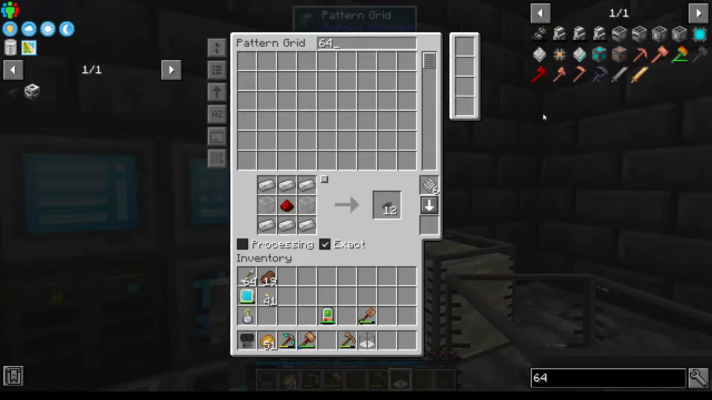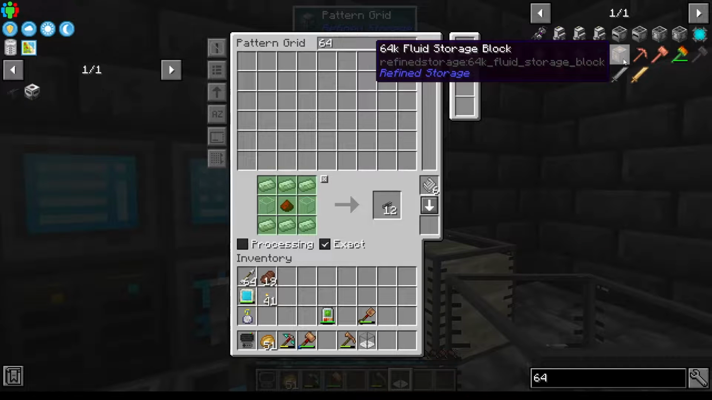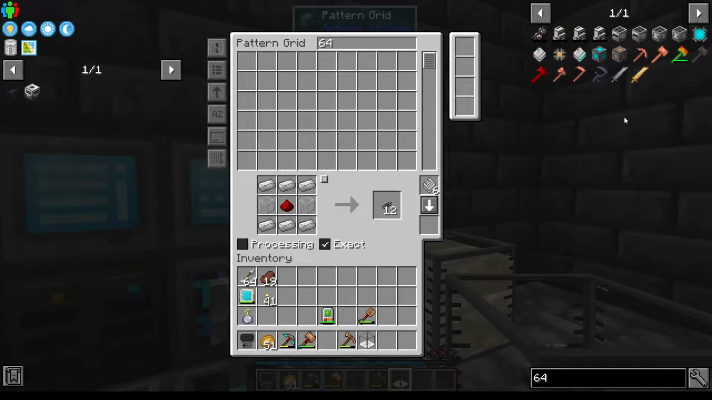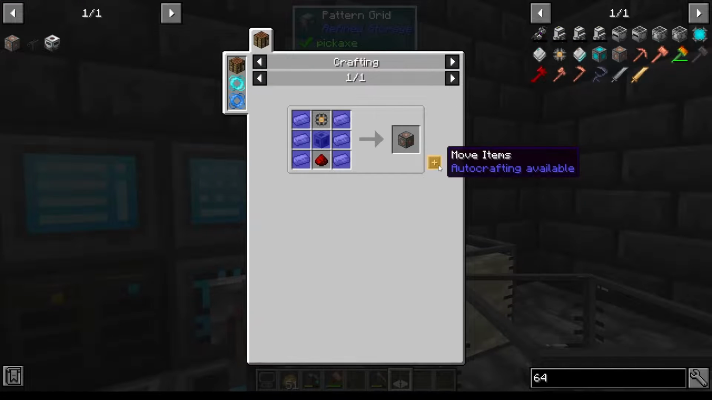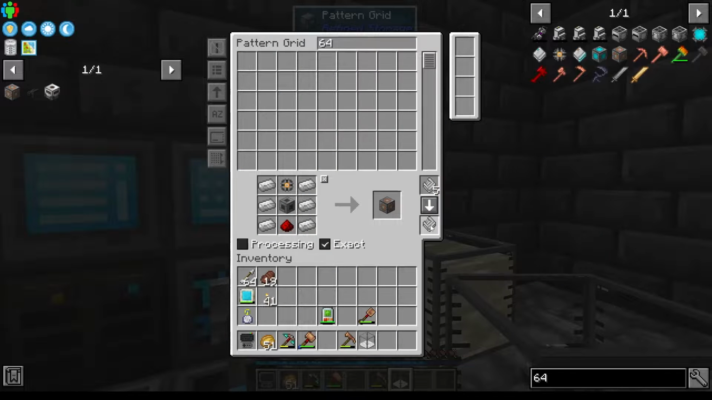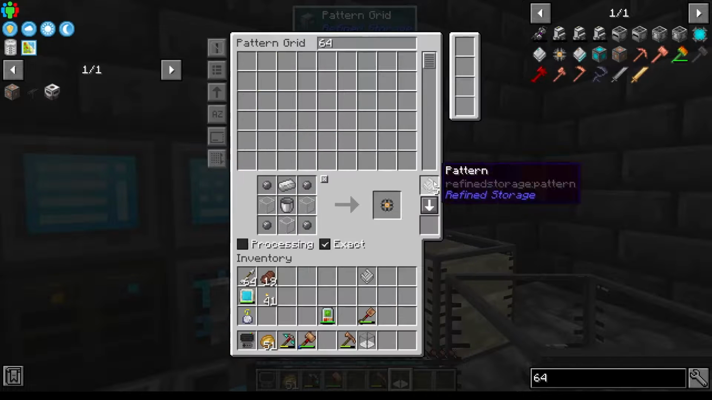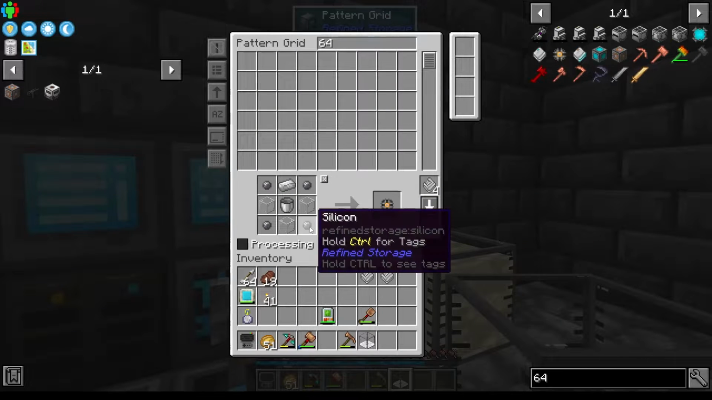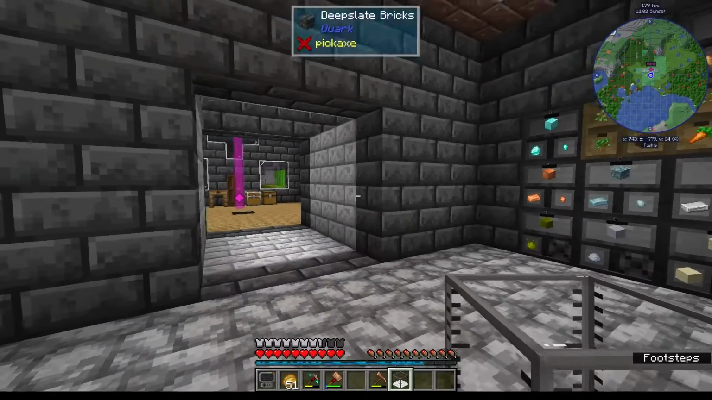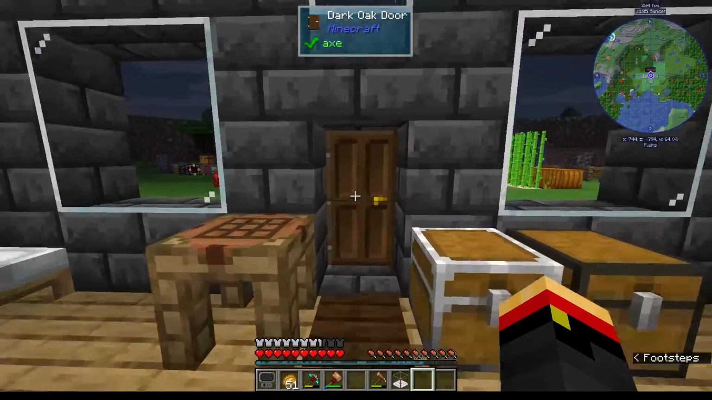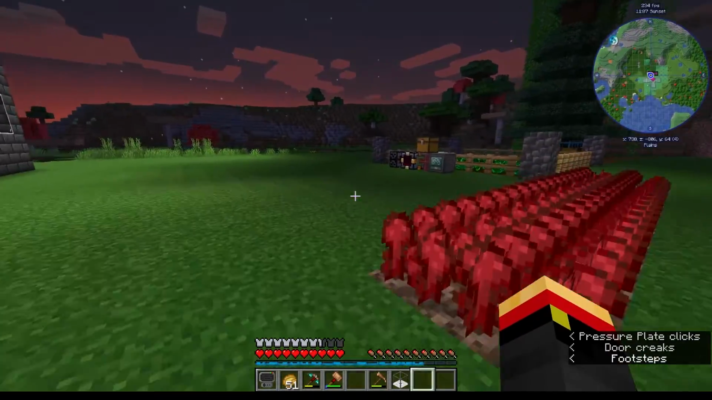Alright, so we'll need to do other things too. I want to know how to make one of these fluid storage blocks, because that's how I plan to keep fluid in the system. So let's use one of these and teach you how to make that. Teach you how to make these. We should teach you how to make silicon, but let's go see what we have out here.